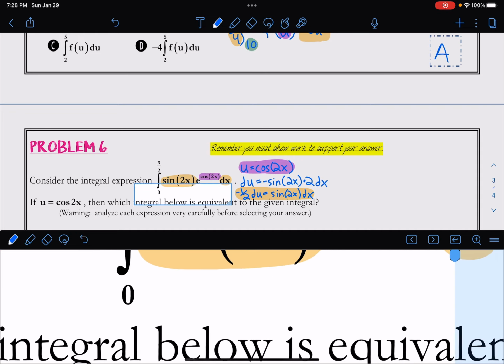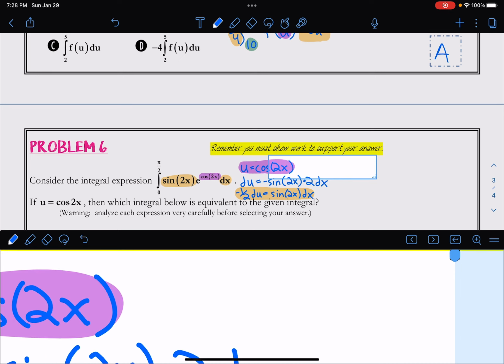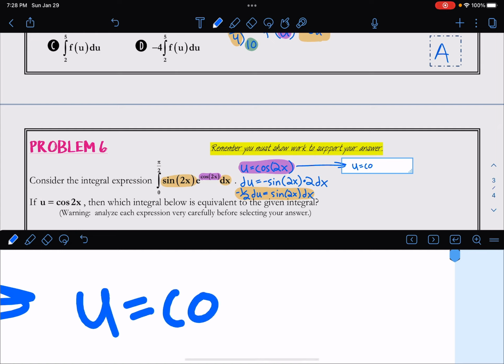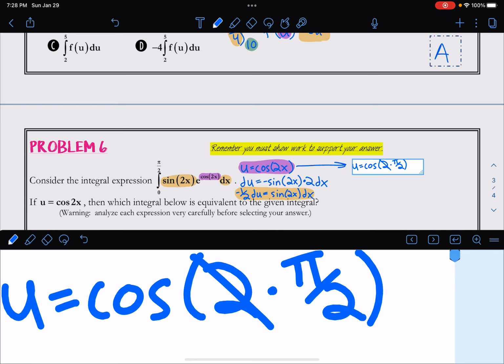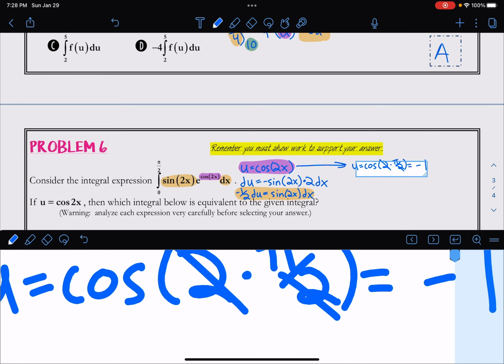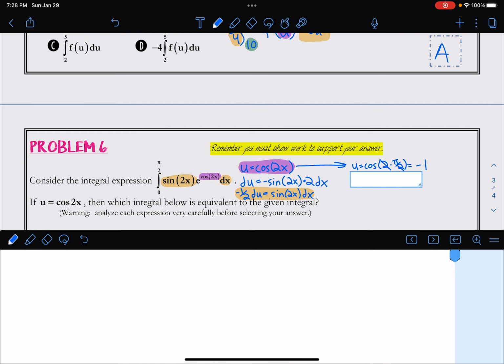Okay, so limits of integration, 0 and pi over 2. Let's go ahead and convert those to values of u instead of values of x. So u is equal to cosine of 2 times pi over 2. So 2 times pi over 2, that's cosine of pi. That's negative 1, if we remember our unit circle correctly, right? Pi is 180 degrees. Cosine is negative 1 there.